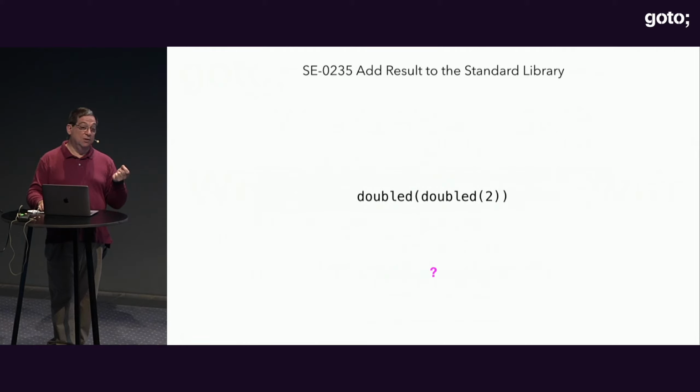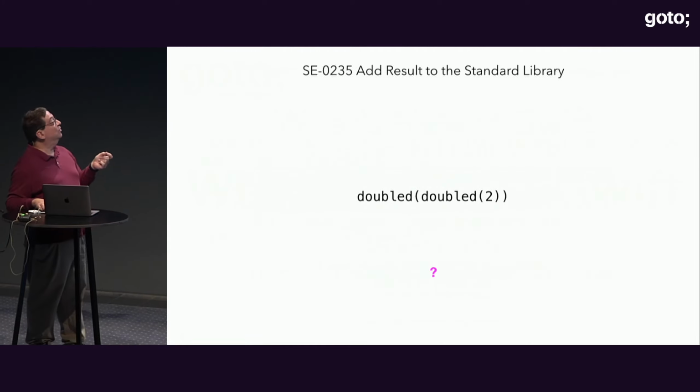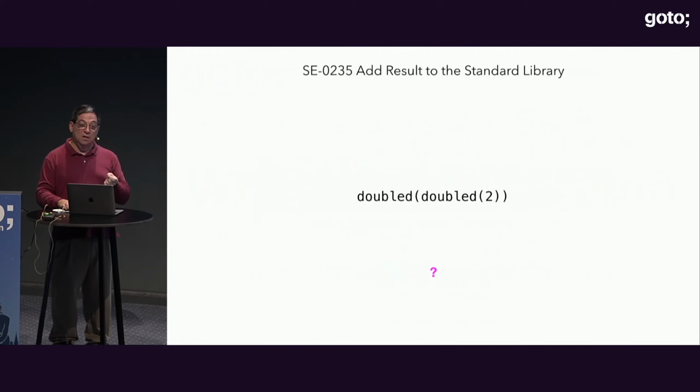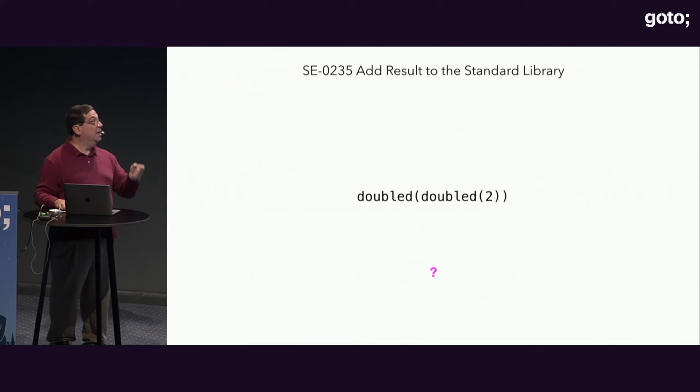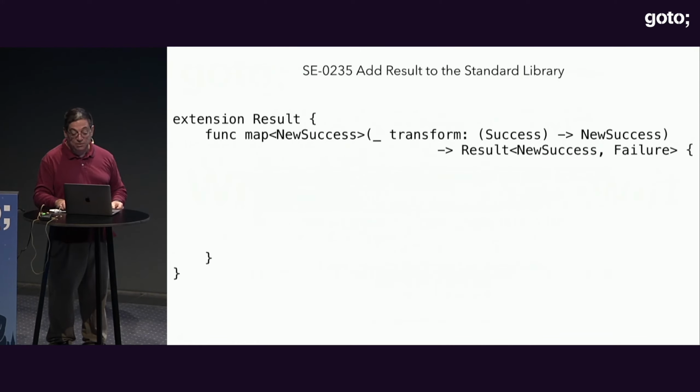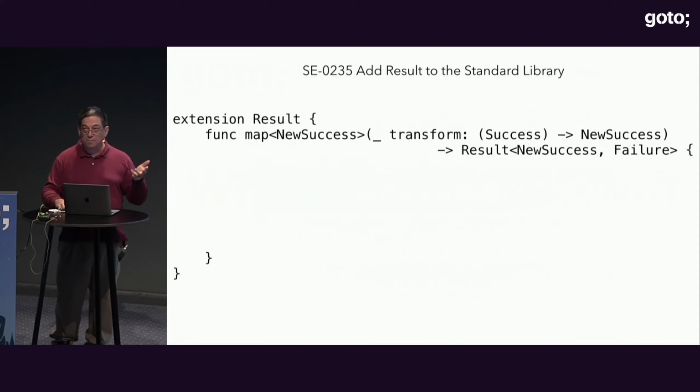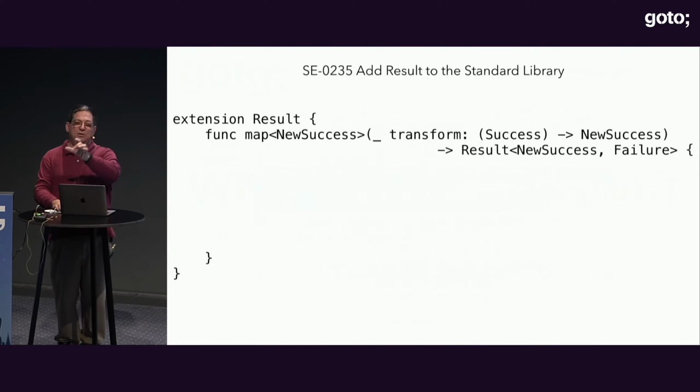You say, aha, Daniel, how do we deal with this? That's why we have map. And the map that we have here is similar to the map we have for array. It's similar to the map that we have for optional. And so the result type comes with a map. The map says you give me a function from int to something.